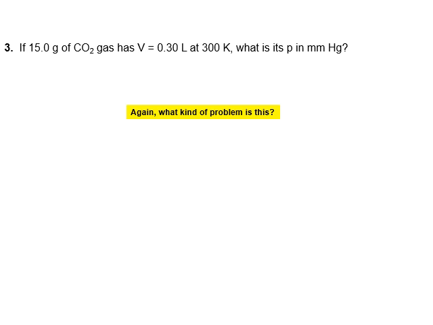Okay, so if 15 grams of CO2 gas has V is 0.3 liters, 300 Kelvin, what's its pressure? So this is what kind of a problem? So look at this for a second. Is this a before-after? Well, we don't really have any things that are changing, right? Everything's staying the same. So this must be a stationary problem, which means we want to use PV equals nRT, which means we have to have the units all exactly right.